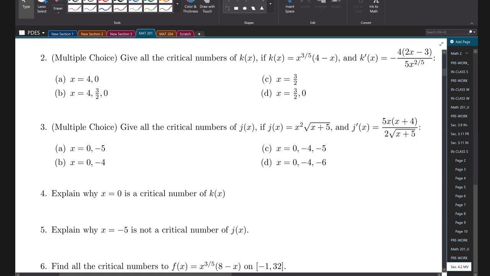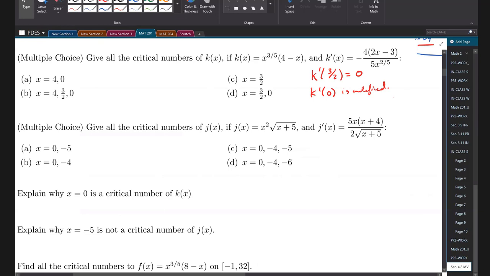So let's take a look at number 2 here. Notice that we've got critical numbers when the derivative is either 0 or undefined, as long as they are what type of points? Interior points. So k prime of 3/2: if you plug 3/2 into the derivative, you get 0. And k prime of 0 is undefined. Both of these are interior points, so those are both critical numbers.